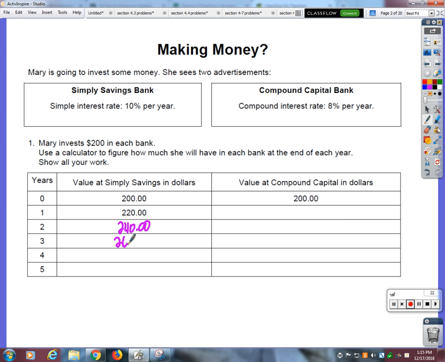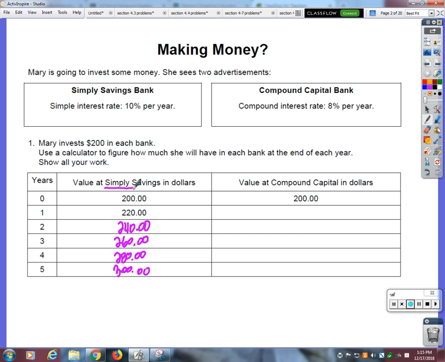$260, $280, and $300. And that is called simple interest. Okay? What we've mostly been doing is called compound interest. So in this case, you're going to get 8% per year.